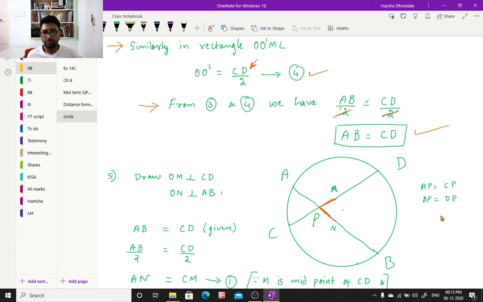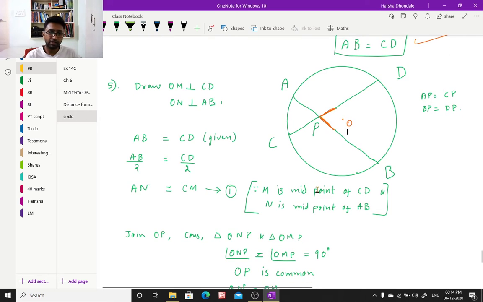Center is O. M and N are not yet given, so I'll remove that also. So now this is the diagram given in the textbook. Now I'll read the question. Please read the question carefully, and then I will explain it, and then you will understand better.